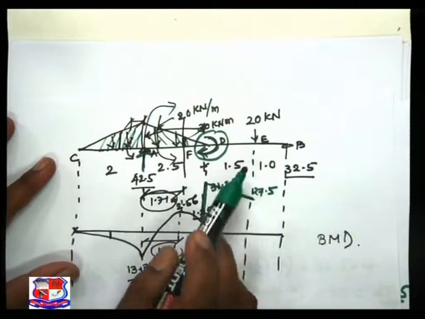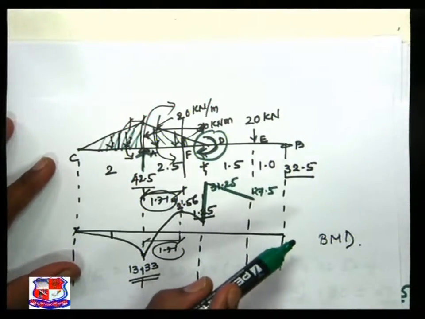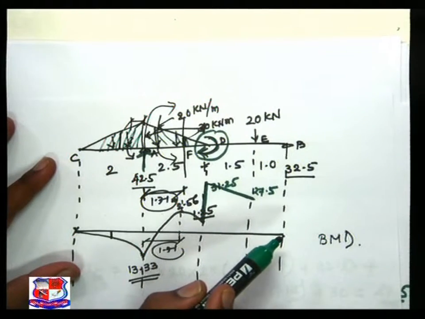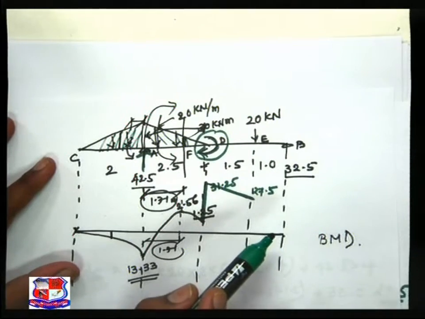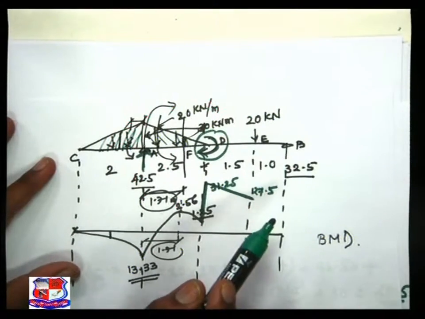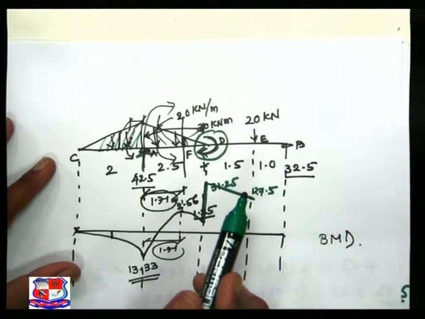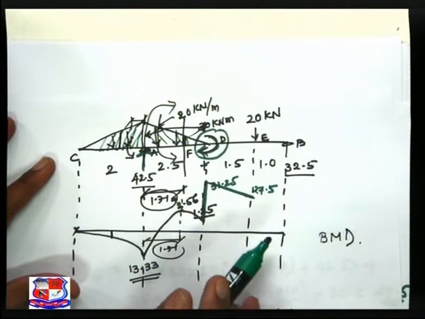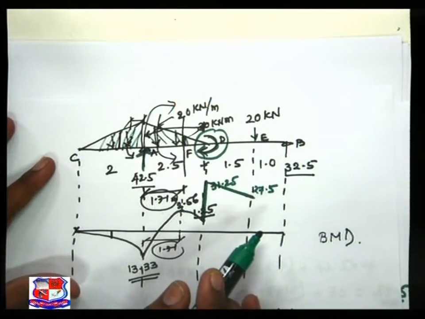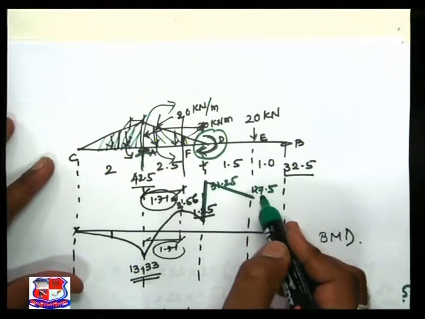Definitely, as it is the end of the support, the answer must be 0. You have to check it out by taking different forces from the left side, and the answer must be 0. You can check by yourself at your home. Now between E and B there is no load.